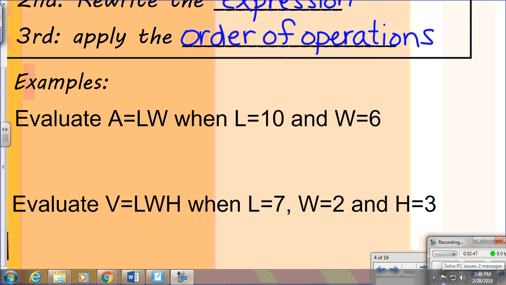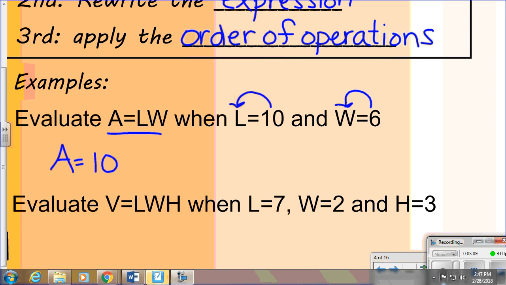So the first 2 examples are formulas. Not all of your homework will be formulas. It's just showing you how you can take algebra or a formula, and when given the values of the variables, you can then solve it. So if area equals length times width, the length is 10 and the width is 6, so 10 times 6 is 60.